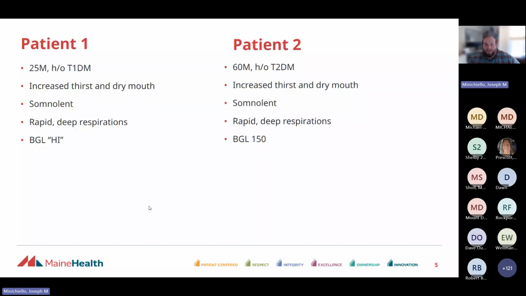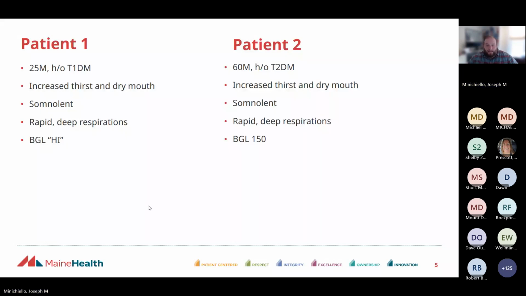So two patients, just to be thinking in the back of your mind as we go through here, as eventually we'll get to DKA. Two different patients that you could easily be called to, folks that we may see on a daily basis. One, a 25-year-old male who has known type 1 diabetes, is thirsty, has a dry mouth, is sleepy, has rapid deep respirations, and your glucometer reads high. A second patient has a history of type 2 diabetes, but similar symptoms: thirsty, dry mouth, somnolent, rapid deep respirations, and their sugar is 150. I want you to do a little pre-test for yourself: think which of these folks might have DKA, how do these folks get DKA, do both of them have it, is it just one, and we'll explore that as we go here.